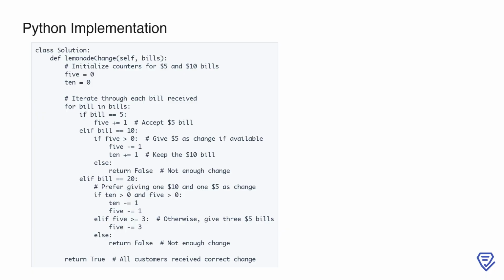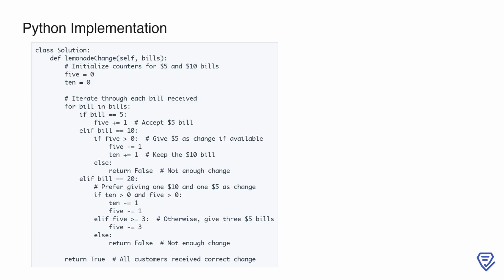This is important because these denominations are the only ones we can use to provide change. We then iterate through each bill in the input list bills. For each transaction: 1. If the bill is $5, we simply increment the 5 counter since no change is required.